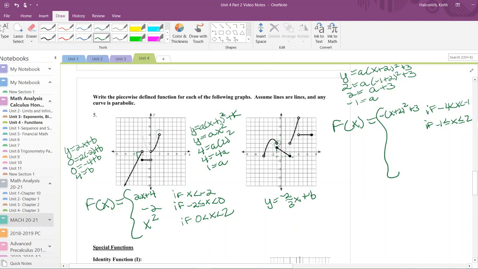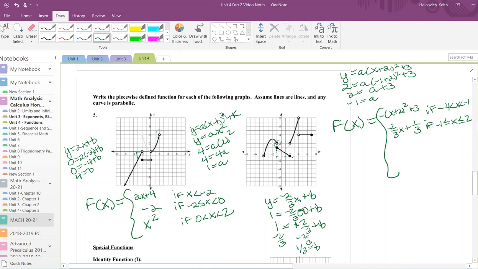Now, to find what the b is, I can use the point negative 1, positive 1 to find the b. So it's negative 2/3 plus b. Oh sorry, it was negative 1 for x, sorry. So it's positive 2/3. So when I subtract 2/3, I get 1/3 equals b. So then it's negative 2/3 x plus 1/3.